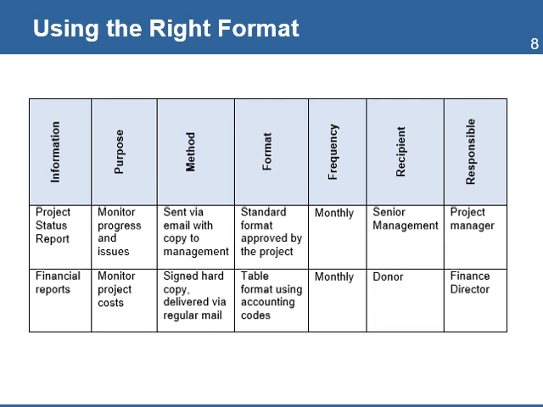For an effective process to report information to stakeholders, you can use a simple table to organize project information. It will include the purpose, the methods to deliver, the format, the frequency, the recipient of the report, and the person or persons responsible for developing and sending the report.